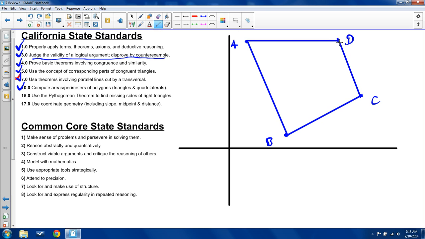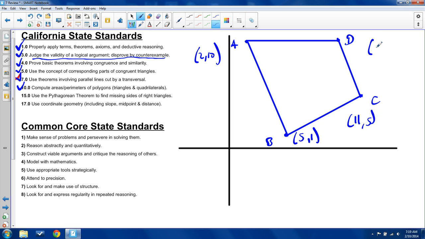Okay, now remember, this isn't drawn to scale. And I don't know what numbers I'm going to pick and if they'll work or not work in a good way. So A, let's say, is (2, 10). B is (5, 1). C is (11, 5). And D is, let's see, that's 11. Let's call this (9, 11).